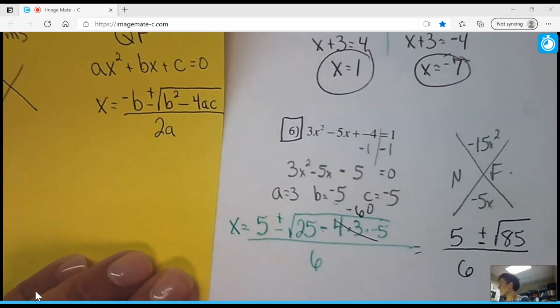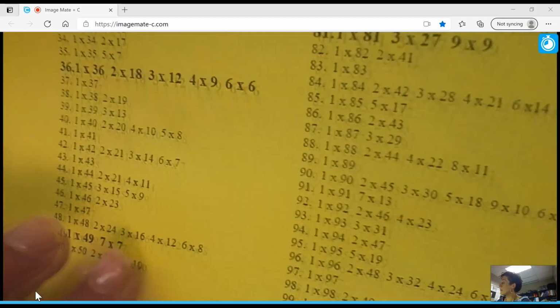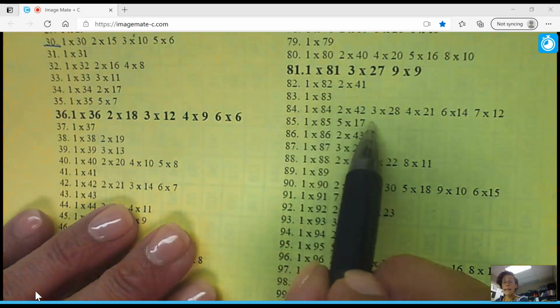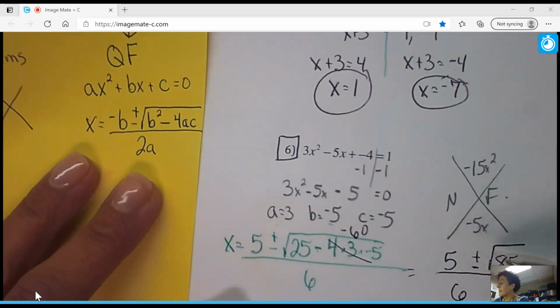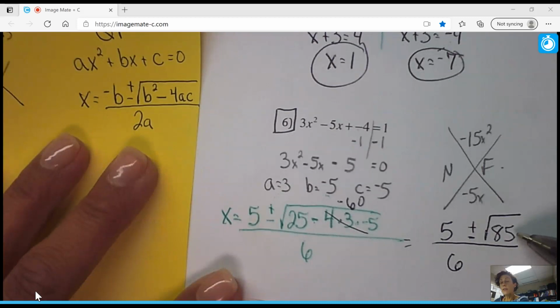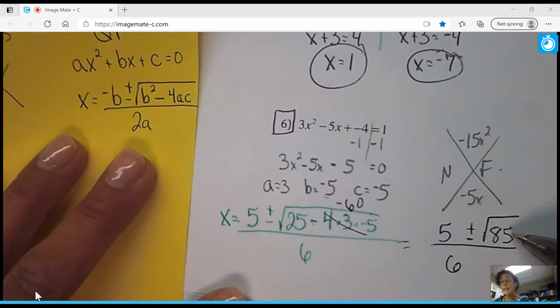And then that's a good answer, but let's see if we can make it better. Is there any part of 85 that's perfect? And it's not, so this is as good as the answer is going to get. Again, there are two answers. The square root of 85 isn't too far off from the square root of 81, which is 9. So this is about 9.